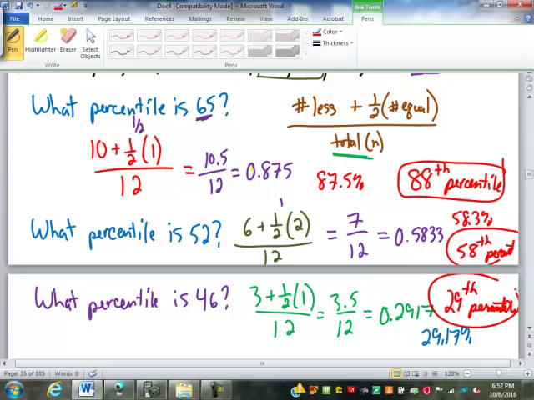How many of you had the 29th percentile? Okay. Any questions on those? Okay.